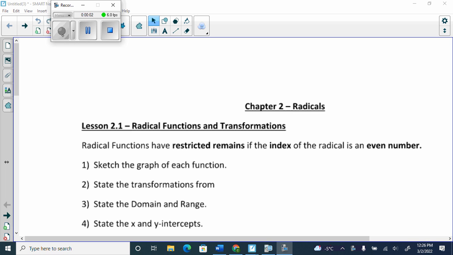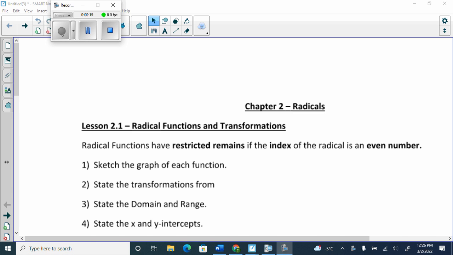Anyone know? What can't go under a root symbol? Yeah, negative. Can a 0? Can we square root 0? Square root of 0 is 0. You can root 0. Okay? But you can't square root negative numbers.